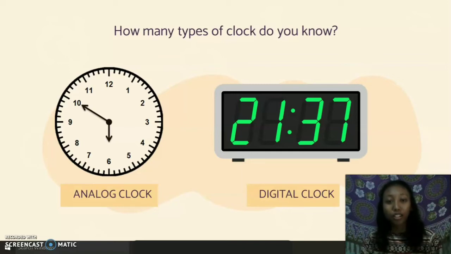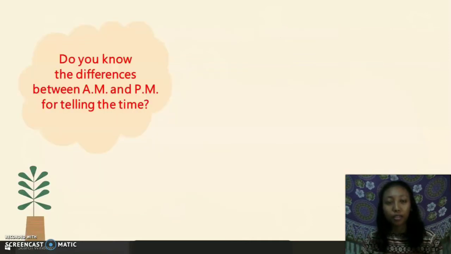However, for the digital clock, there are two options that we can choose. The first one, we can show the hour in 24 hours or show the time in 12 hours. Next, do you know the differences between AM and PM for telling the time?